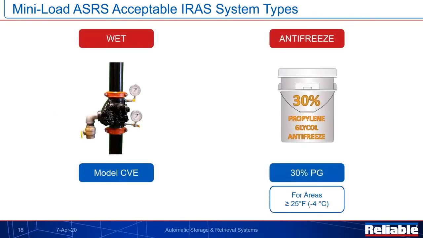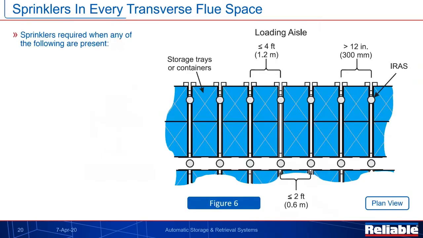When we're doing sprinklers in the racks, we only have wet system options available to us to protect that in-rack arrangement. So our traditional wet, and if we do have a concern about freezing, we can use that propylene glycol, again, down to 25 degrees or greater. As for the layout of these sprinklers, we need to look at several figures.